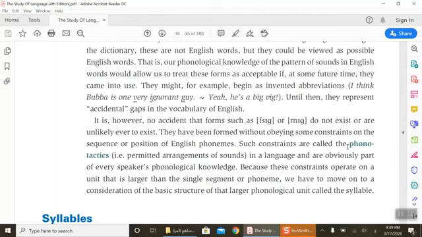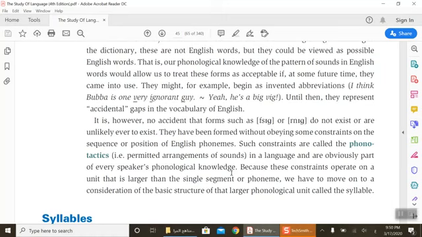So phonotactics is what? These are constraints on the sequence or position of English phonemes. In other words, permitted, allowed arrangements of sounds in a language, and they are obviously part of every speaker's phonological knowledge. This is the definition of phonotactics. Or we can say that phonotactics deals with the ways in which phonemes are allowed to combine in a particular language.